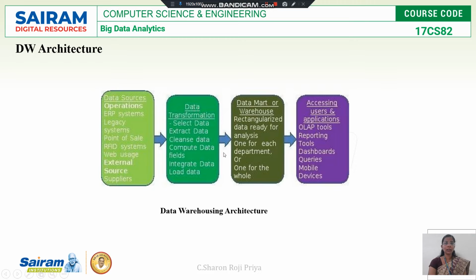So this is my data warehouse architecture. It has four elements: data sources, data transformation, data mart or warehouse, accessing users and applications. So the first element is collecting raw data from different sources: ERP system, legacy systems, point of sale, RFID systems, external source suppliers.